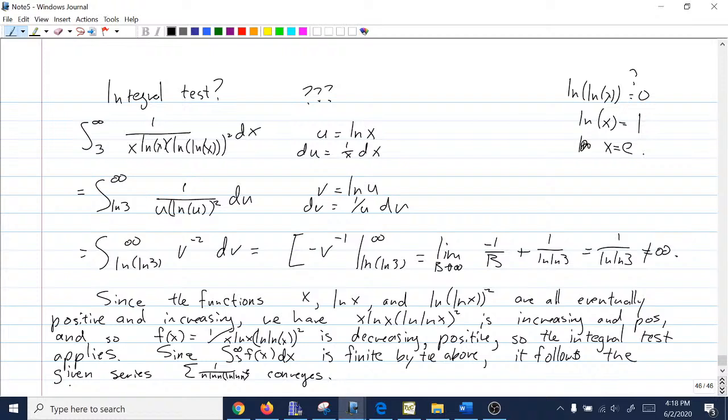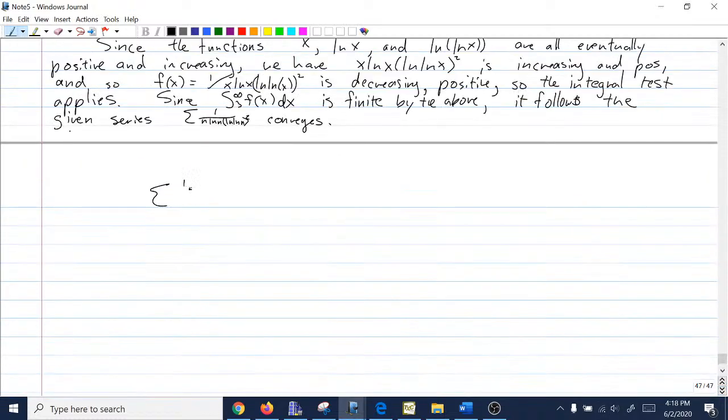Cool. Here's a place where our intuition was wrong. n log n squared is only a tiny bit bigger than n, but it's bigger enough to make the difference. The sum of 1 over n diverges, but it makes sense to think of this as being on the borderline.